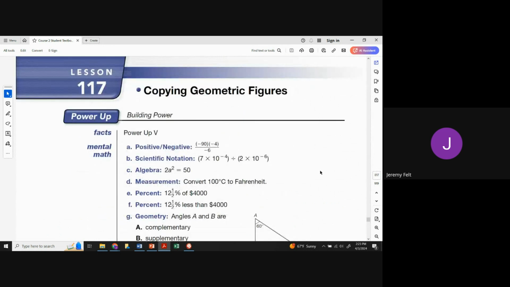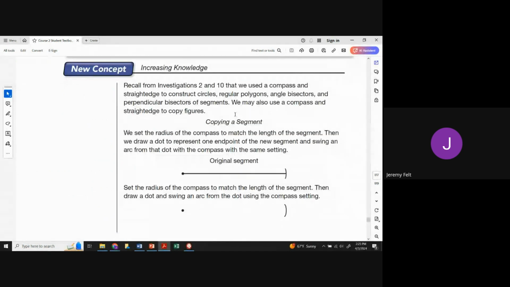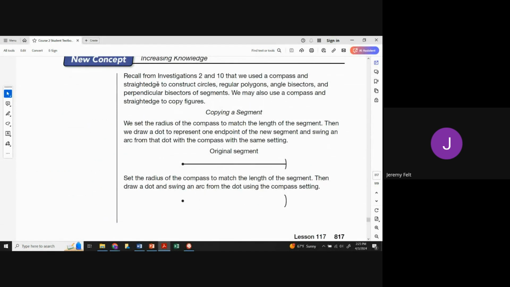Lesson 117, we are copying geometric figures, and this one's going to be tough to do over video, so let's just follow along. We went over some of this. We don't really do the investigations, but we've talked about some of this. For these, you're going to need a compass, a straight edge, and some other tools. If you don't have those, you may have some in class. Just bear with us. It's not the end of the world. Don't go out and buy anything that you don't have.